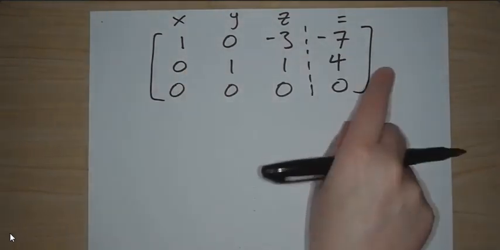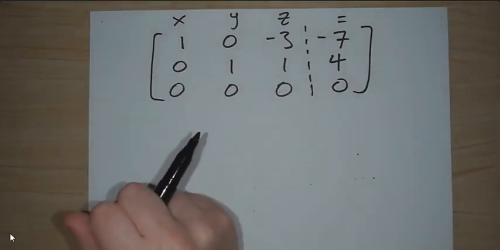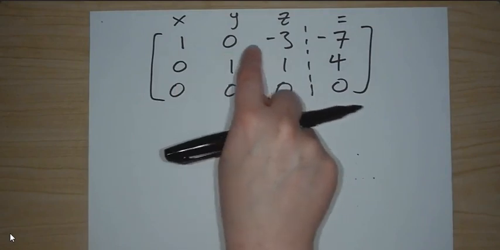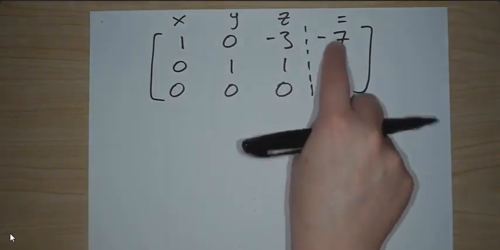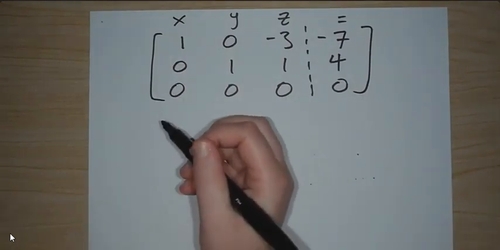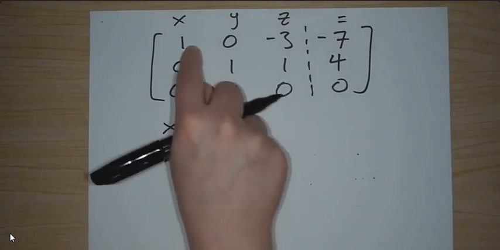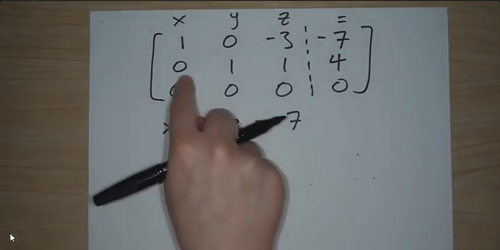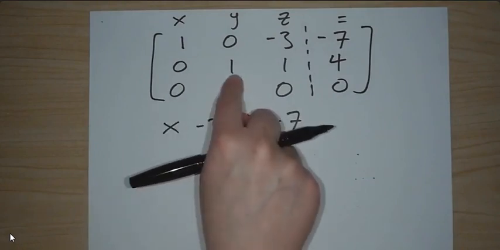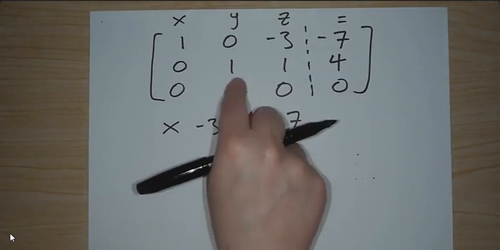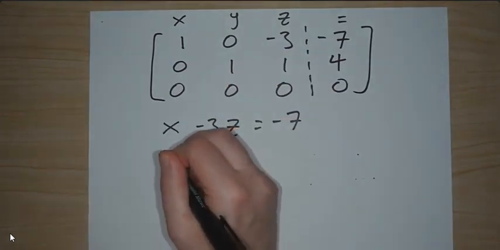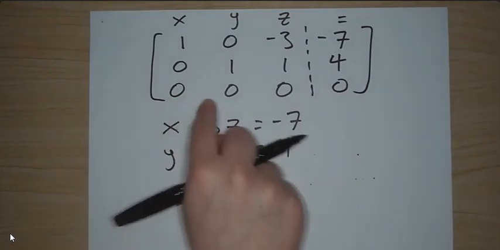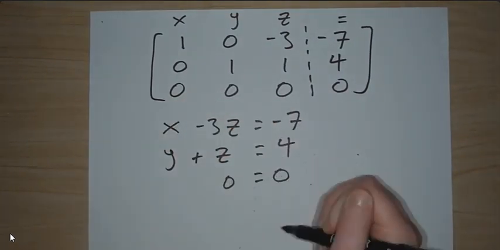Now we need to translate what this means into equation form, like we did before. For our first equation, we have 1x plus 0y plus negative 3z is equal to negative 7. I'm going to write it without the y because 0y is just 0. So we have x minus 3z is equal to negative 7. For our second equation, we have 0x plus 1y plus 1z is equal to 4. I'm just going to leave off the x. We have y plus z is equal to 4. And this last one is simply 0 is equal to 0.